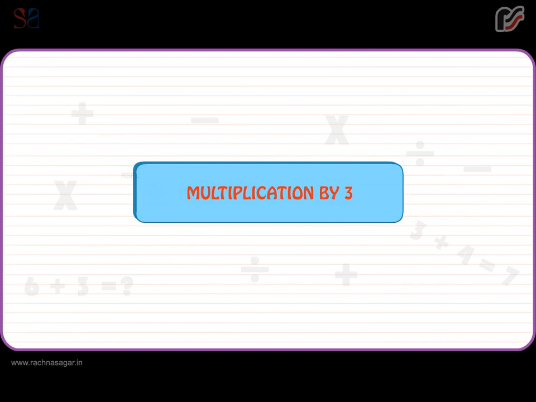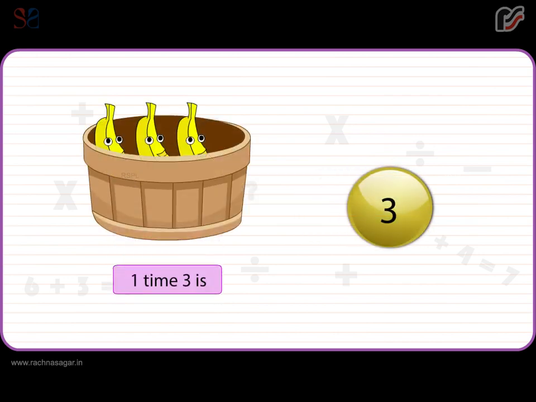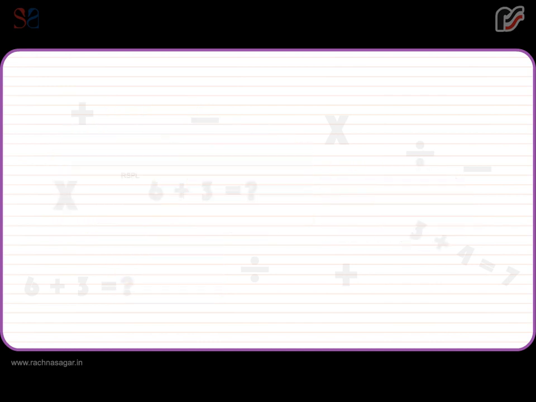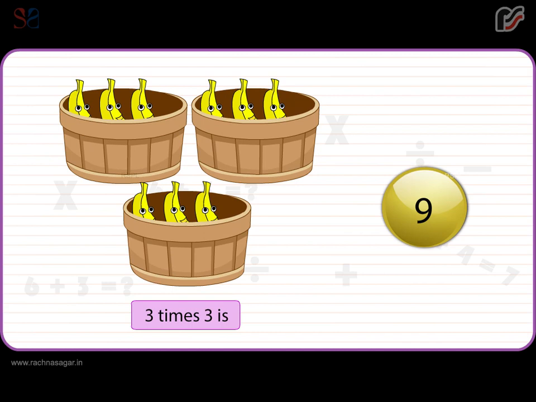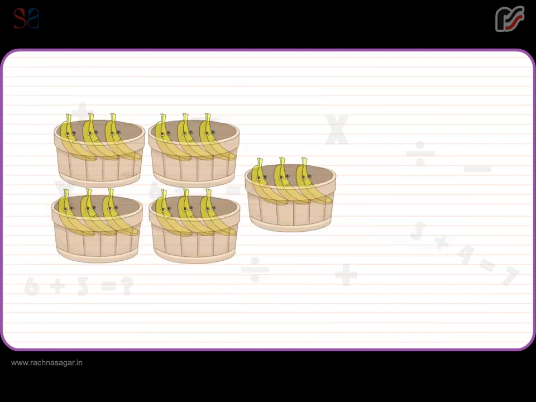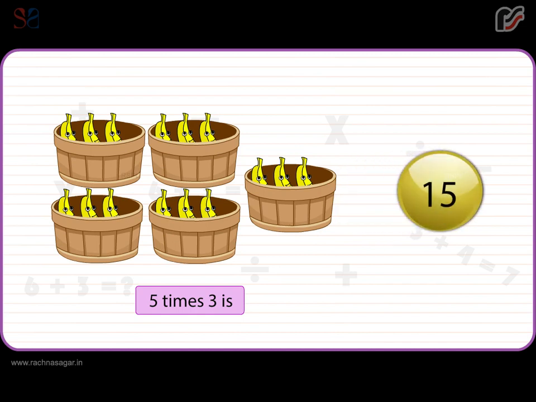Multiplication by 3. 1 times 3 is 3. 2 times 3 is 6. 3 times 3 is 9. 4 times 3 is 12. 5 times 3 is 15.